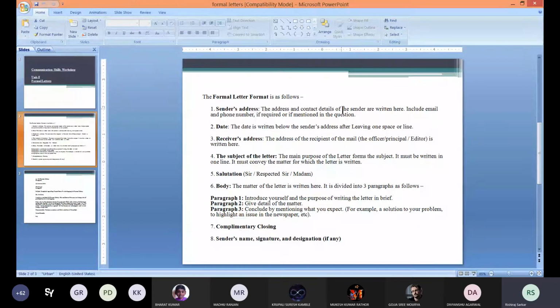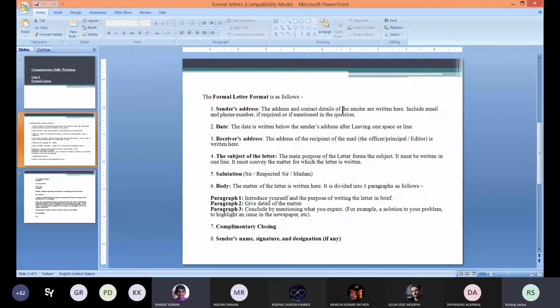Then after the complimentary closing, there will be your sender's name, like your name, along with the signature and designation, if there is any. So I hope you have understood this format, and I'll show you one sample letter.